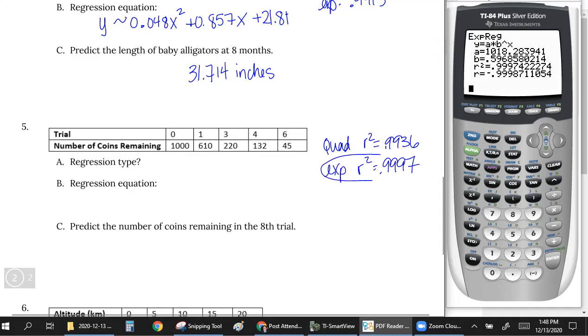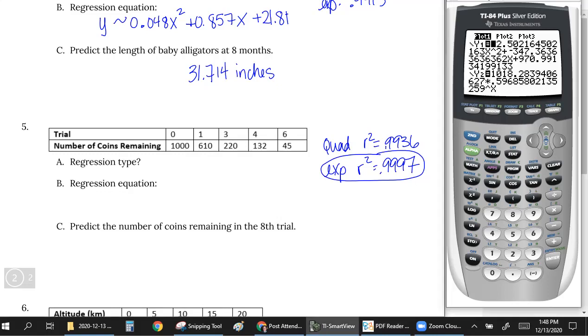So again, we're going to use our exponential regression, which is in the format y equals a times b raised to the x. And we should have automatically saved that in our y2 equation. So let's double check. So let's go to y equals. And there it is. We have 1018.28, etc., times 0.5968, etc., raised to the x. So that's our equation. So we're using the exponential.